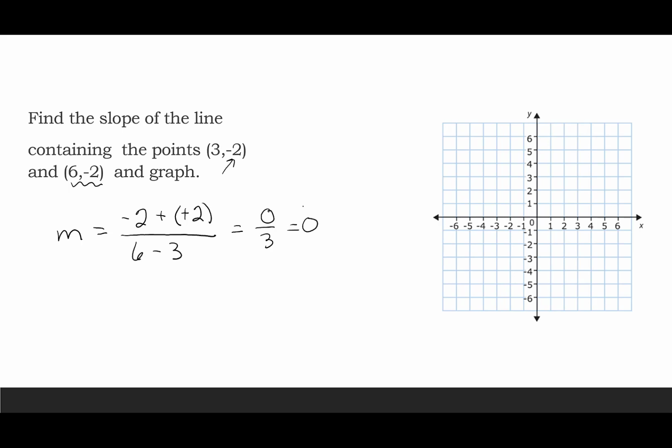This slope of 0 says I have a horizontal line. Watch, if I go over and plot 3, -2, put beside it 6, -2, I can see there is no rise to this line, so this line is horizontal and it has a slope of 0. A slope of 0 is not bad.